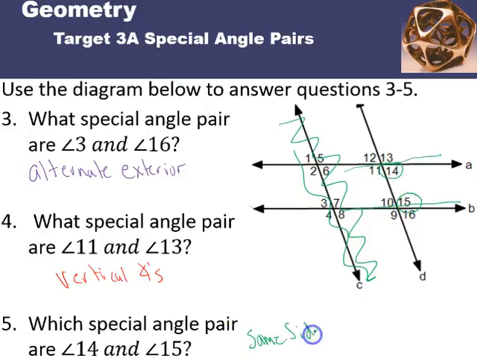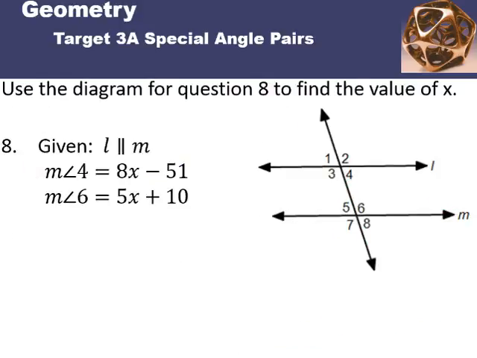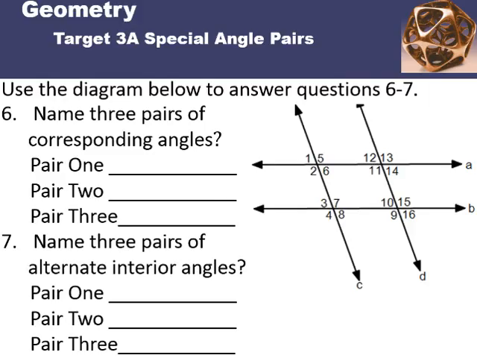And remember, what's the other name for same side interior? Yes, consecutive. Okay, so I accept either of those two answers. Oops, went too far. Okay, now number 6, it asks for 3 pairs of corresponding angles.